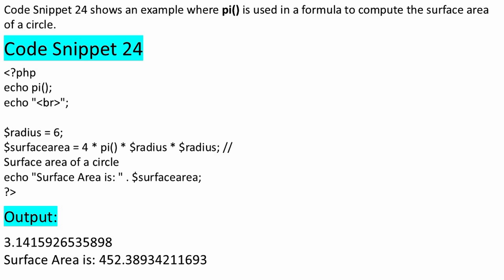Next, we define a variable called $radius and assign it the value 6. This means the radius of our circle is 6 units. Now comes the important part, the formula.